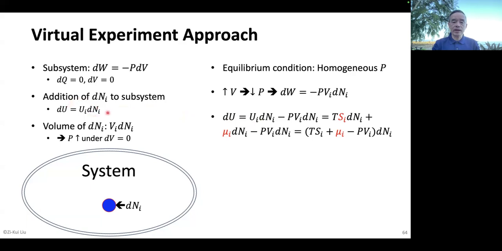The first term is the addition of the internal energy due to the component, which is u_i dN_i, and minus the work the subsystem does to the rest of the system, which is minus P V_i dN_i. And then remember we defined mu_i. So mu_i is equal to u_i minus T S_i. So we have the plus T S_i back here. So now we have T S_i dN_i, then plus mu_i dN_i.